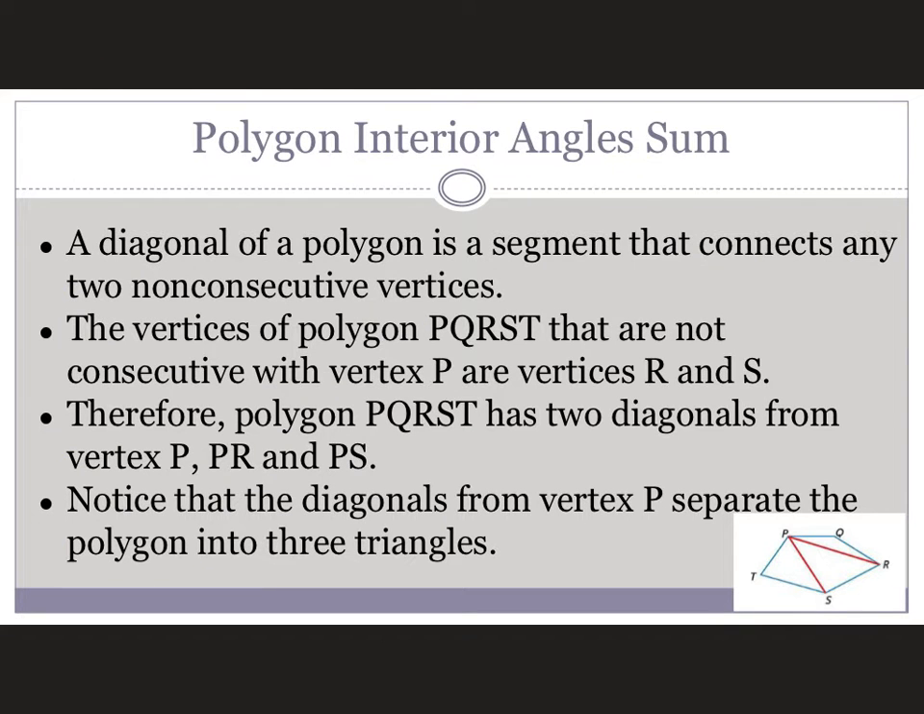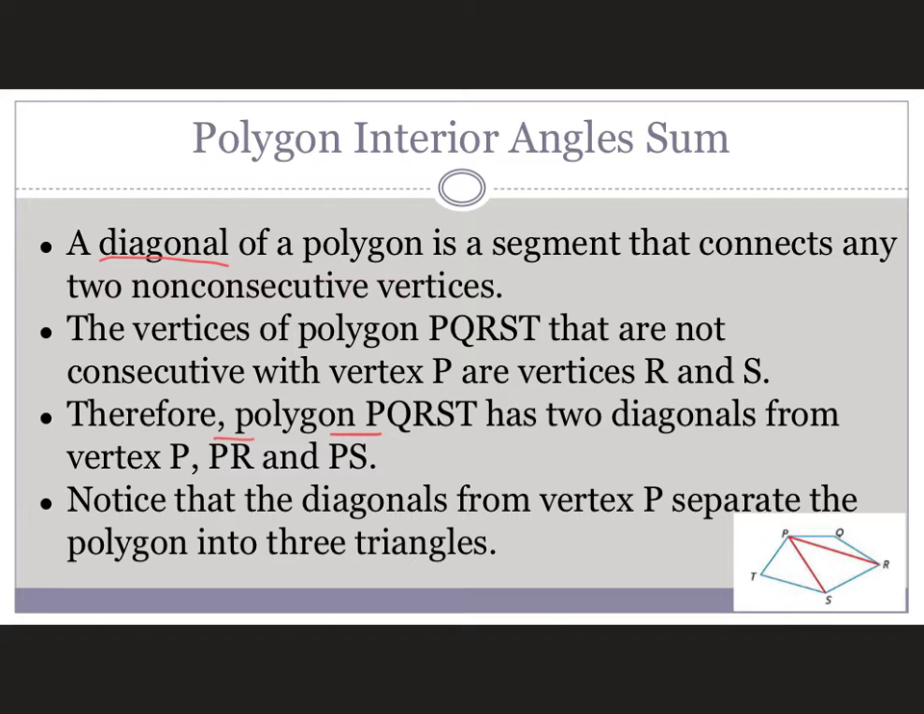So the first thing you get is the definition of diagonal. A diagonal of a polygon is a segment that connects any two non-consecutive vertices. The vertices of polygon PQRST that are not consecutive with vertex P are vertices R and S. So therefore, polygon PQRST has two diagonals from vertex P. It has PR and PS. And you can see them drawn in red.